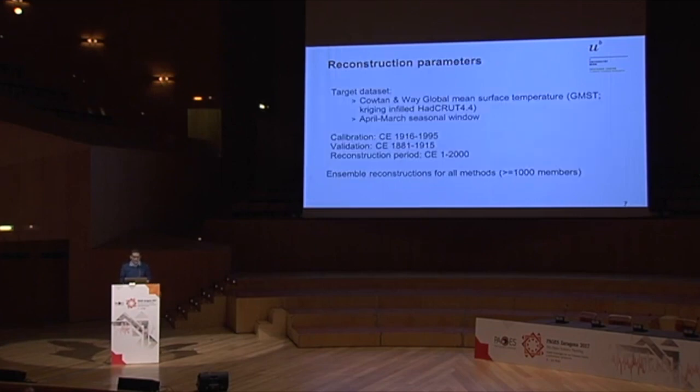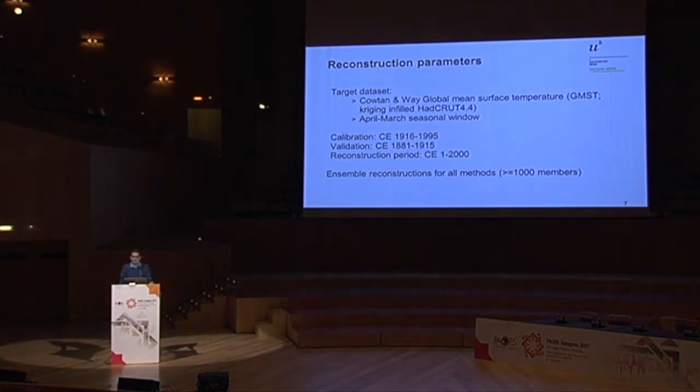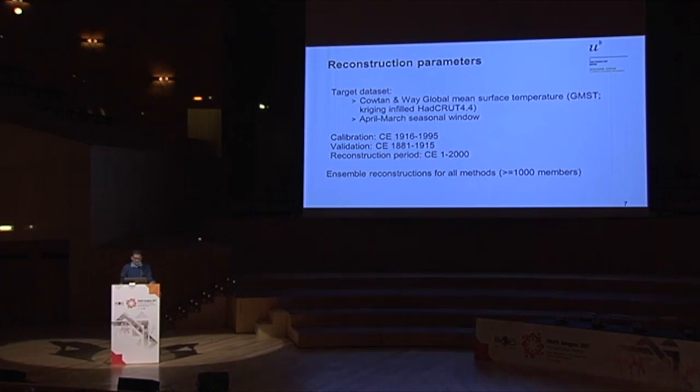And apart from that, as a reconstruction target for all our reconstructions, we use the Cowtan and Way global mean surface temperature data set over an April to March seasonal window. All our reconstructions are calibrated over 1916 to 1995, and we keep 1881 to 1915 for independent validation, reconstructing the full Common Era. And important to note, all our reconstructions are based on ensembles that also allow interpretation of the results based on the ensembles.